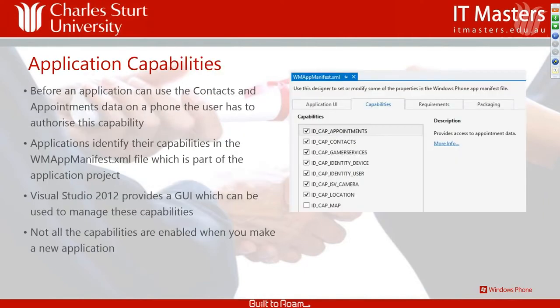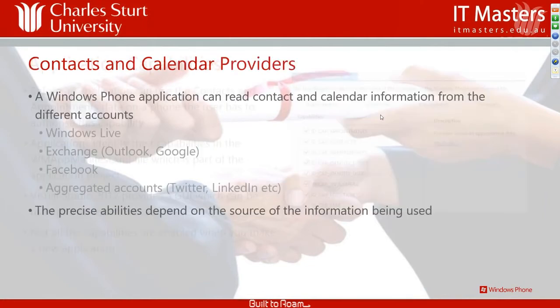As I mentioned before, you do need to specify the capabilities for your application. So there are ones for contacts and ones for appointments, depending on which capabilities you require. Now, within a Windows Phone, there's a number of different providers for contact and calendaring information. The built-in ones are things like Windows Live, Exchange, Facebook, but as we'll see in a few minutes, your application can have its own contact store, in which case it can be its own provider of this information.